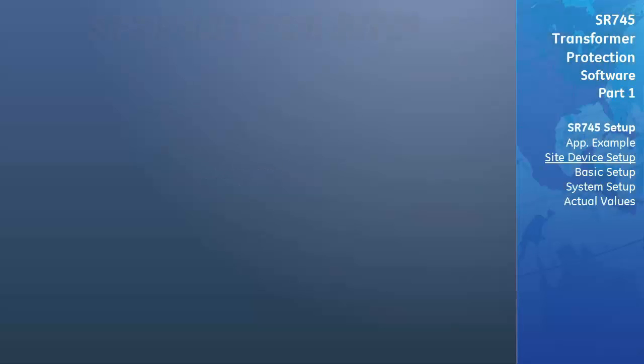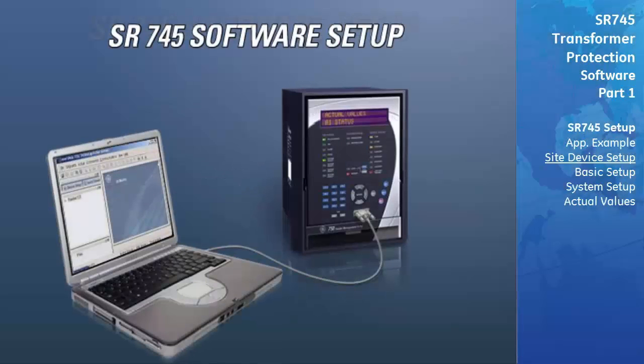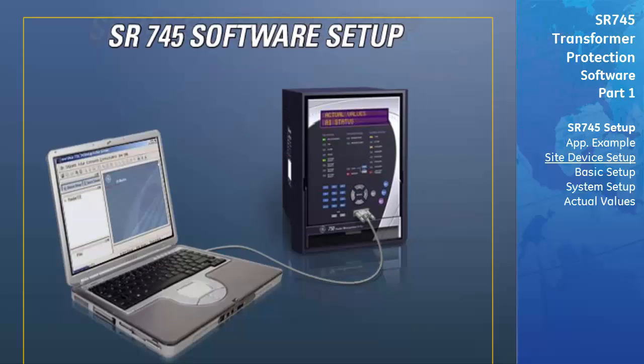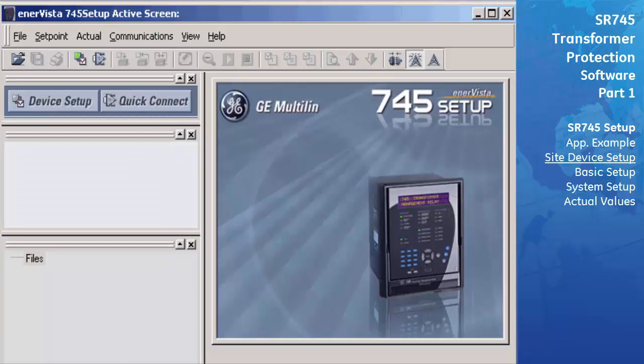This section will provide an example of programming a relay using the Vista setup program. The first step in using the setup program is to configure the communications to allow us to talk to the relay. We will do this by selecting the Device Setup button located above the online window on the left side of the screen.